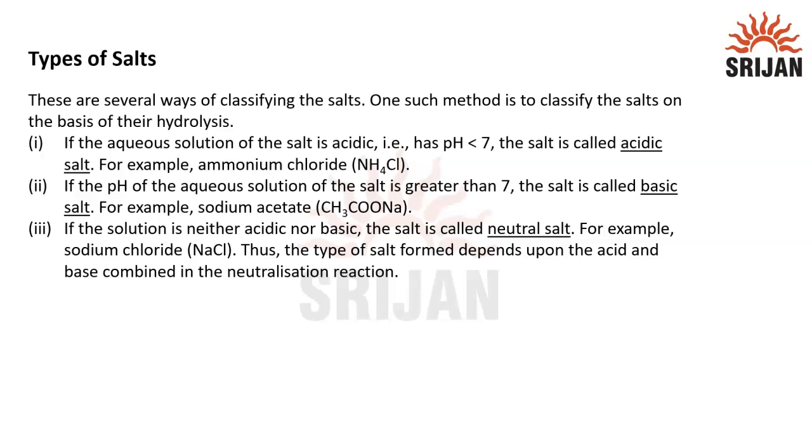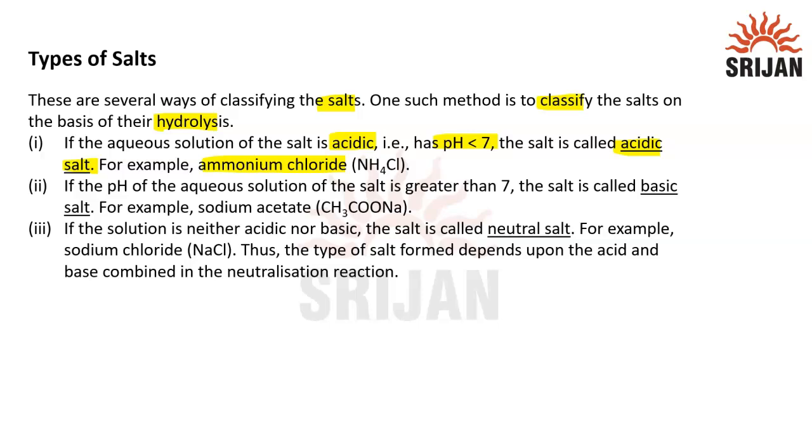There are several ways of classifying the salts. One such method is to classify the salts on the basis of their hydrolysis. That means if the aqueous solution of the salt is acidic, that is, the pH is less than 7, then we can say the salt is acidic. For example, ammonium chloride is formed from a strong acid and a weak base. The strong acid in this case is HCl, and the weak base is ammonium hydroxide.